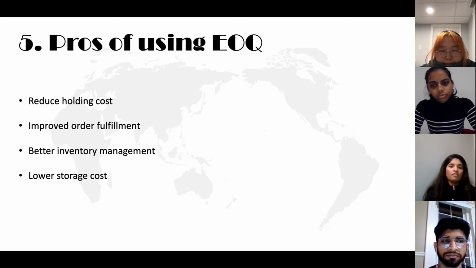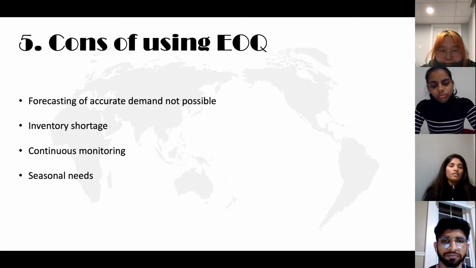And now the disadvantages of it. The first one is that forecasting accurate demand is not possible. The second one is inventory shortage. The third one is continuous monitoring. And the last one is seasonal needs. And now Lou is going to talk about Kanban.